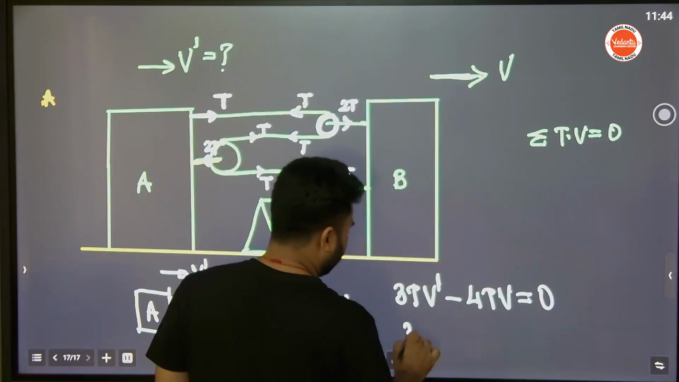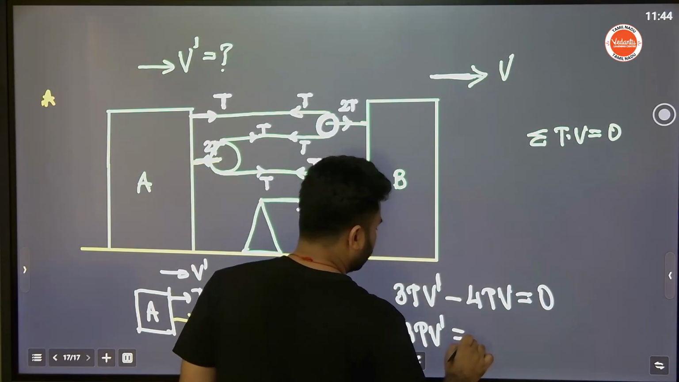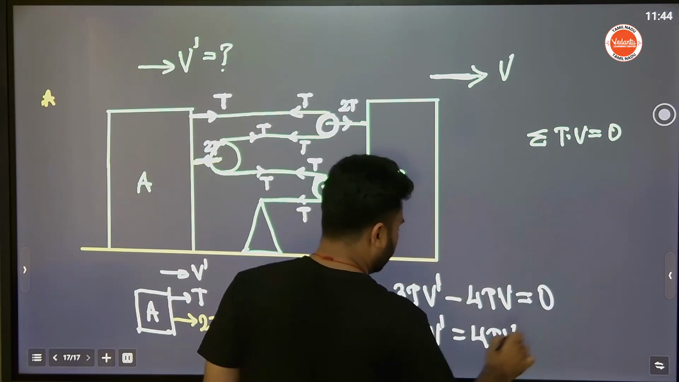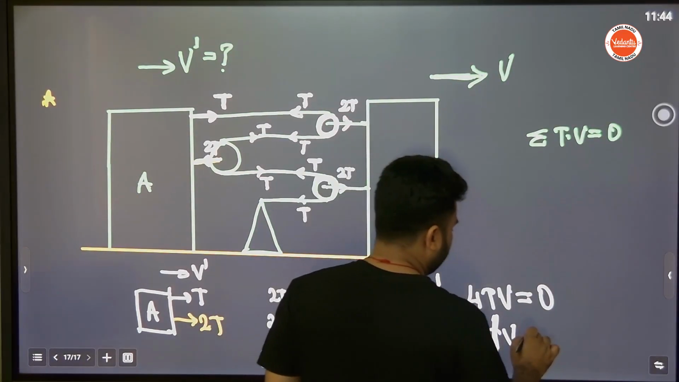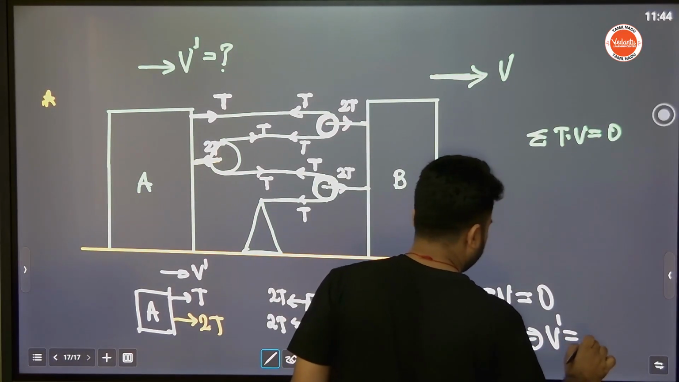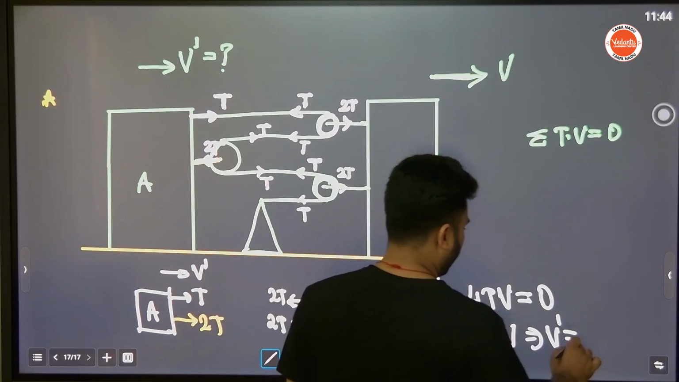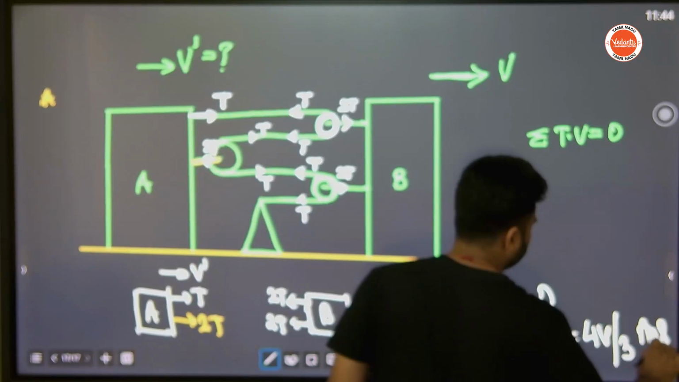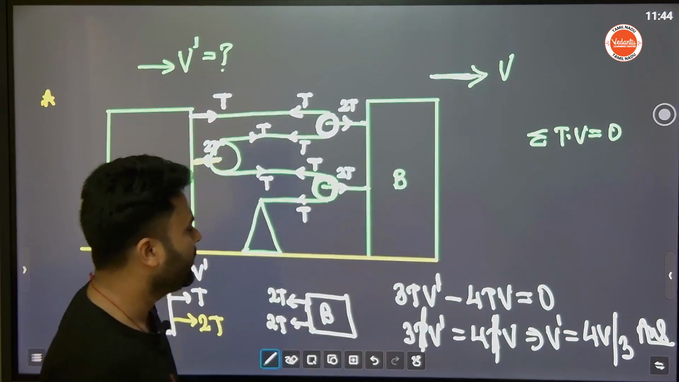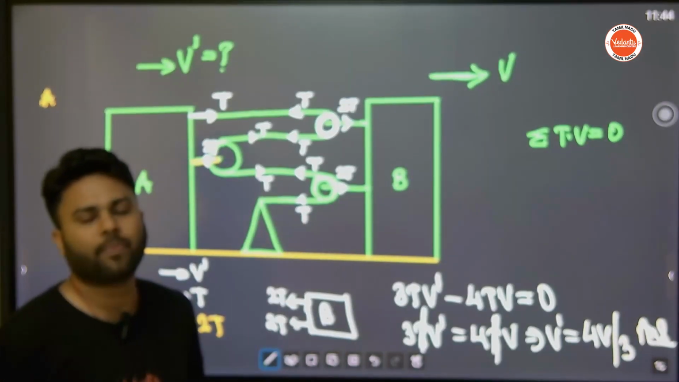So we can write 3TV dash equals 4TV. T cancels. So finally V dash is coming 4V by 3. This is the answer. 4V by 3.